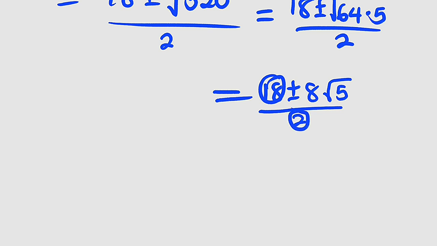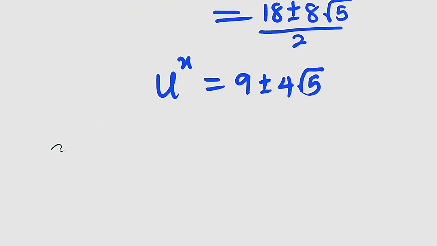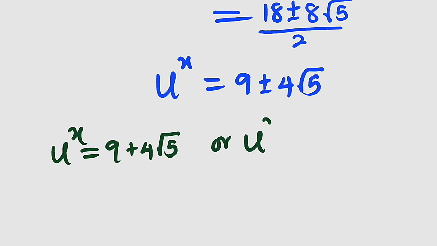18 divided by 2 is 9. So this is equal to 9 plus or minus 8 divided by 2, which is going to give us 4 root 5. Remember that this is u to the power of x. So now we have two values of u to the power of x. Let us split them. We have u to the power of x equal to 9 plus 4 root 5, or u to the power of x equals 9 minus 4 root 5. These are the two values of u to the power of x.